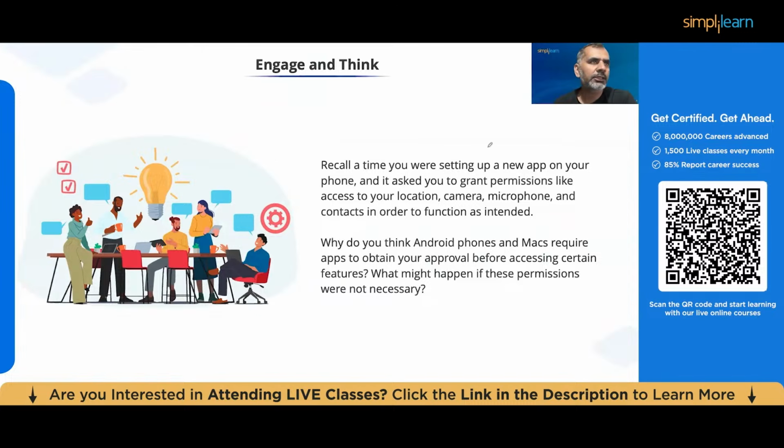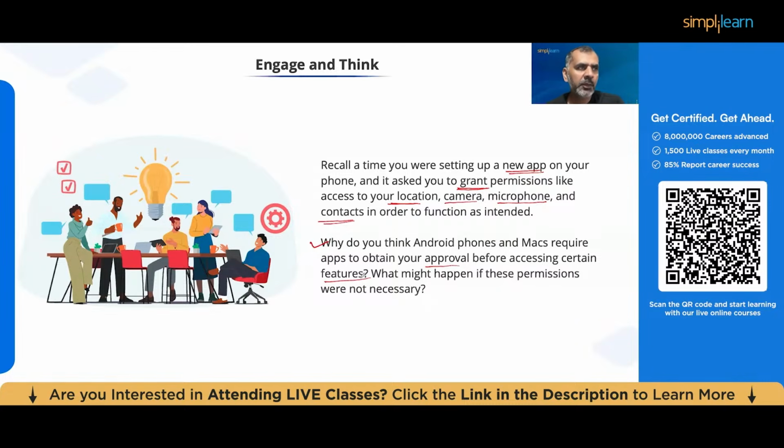Whenever you install a new application on your phone, whether it is an iOS phone or Android phone, this application is going to ask you to grant certain permissions, like permissions to access your location, your camera, your microphone, or maybe sometimes your contact details as well. And these permissions are being asked by the applications to provide certain functions which are required for that application. The question is, why do you think these applications need to obtain your approval before accessing certain features?